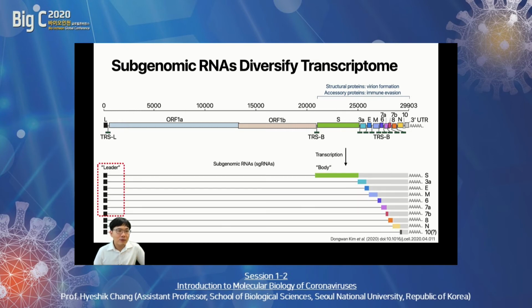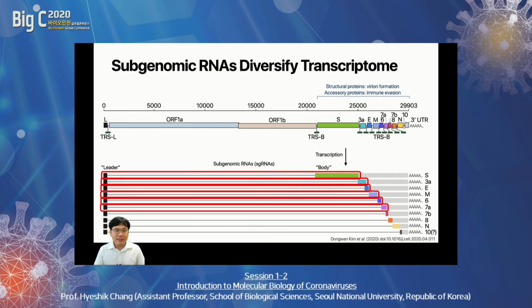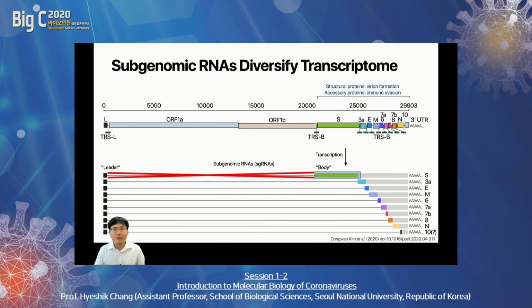So here we have the lead-up created, which does not have the front part. And this is called the subgenomic RNA. As you see, the front section is skipped to make S and 3A. This is how the subgenomic RNA is created. This is how the variety of a protein is created.